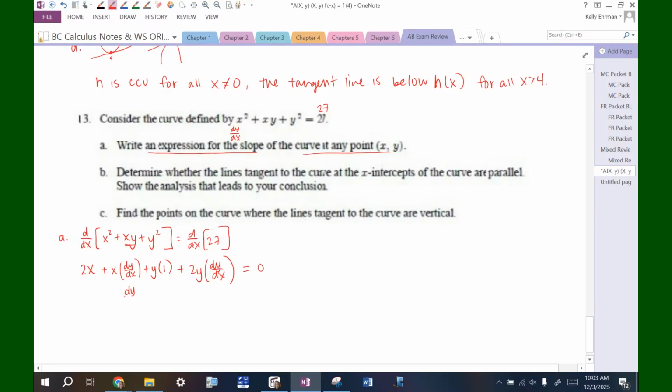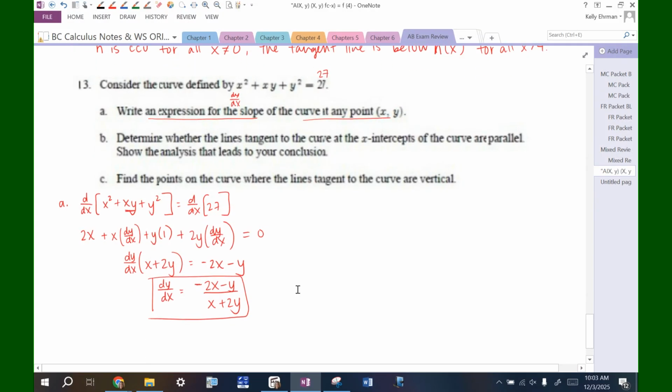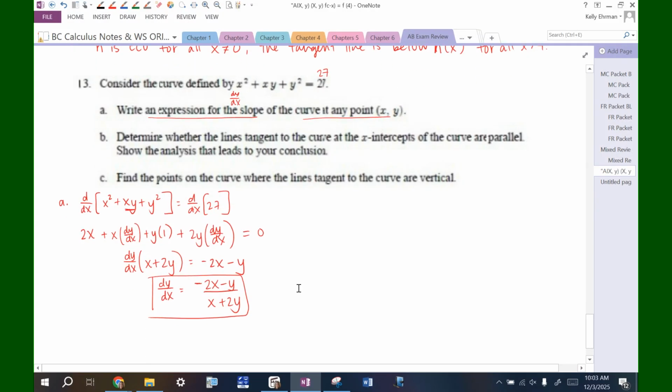So I need to factor the dy dx out of the two terms that have it. I need to move anything that doesn't have a dy dx on it to the other side. So minus 2x minus y. And then finally, I can solve for dy dx. So negative 2x minus y over x plus 2y. It kind of seems like something should simplify there, but it doesn't. If you factor a negative out, you do not get the same expression top and bottom, so nothing reduces. And that's it. That's all I had to do for the first part.